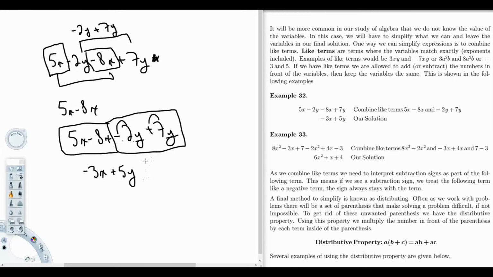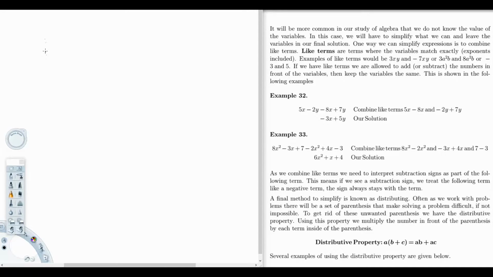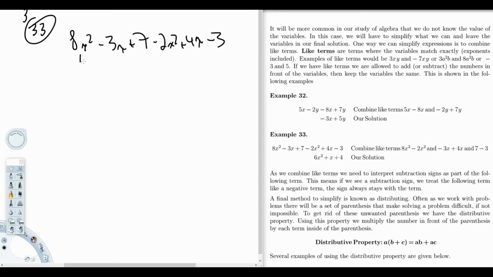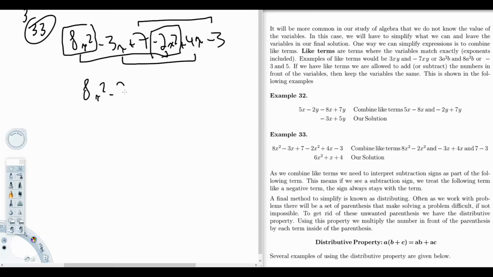Now this is also valid for exponents. We're going to do some exponents. So here's example 33. 8x squared minus 3x plus 7 minus 2x squared plus 4x minus 3. So these are the same, these are the same, and these are the same. So 8x squared minus 2x squared equals 6x squared.